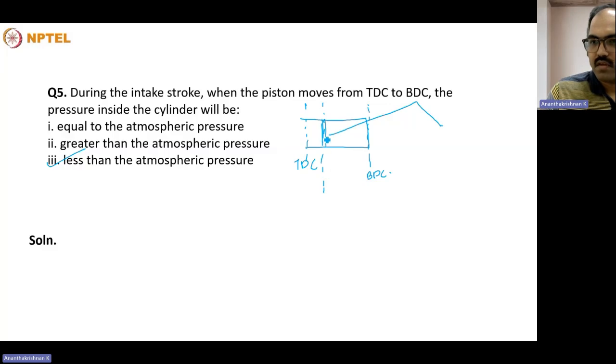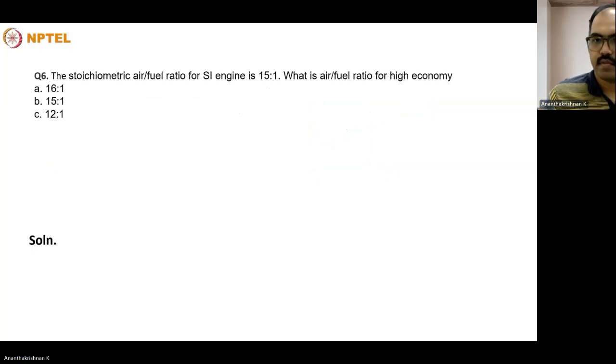So the pressure, once it starts filling in air, reaches the atmospheric pressure at some stage, nearby the atmospheric pressure. So the answer is 3.